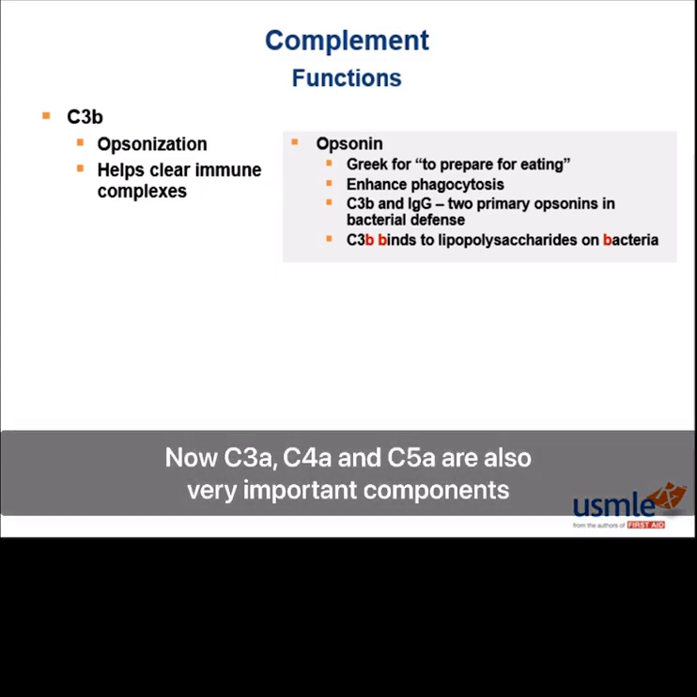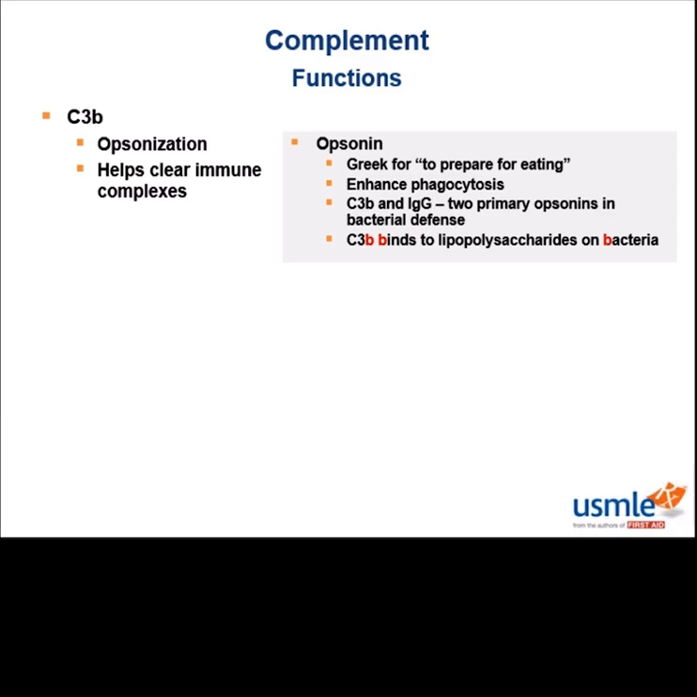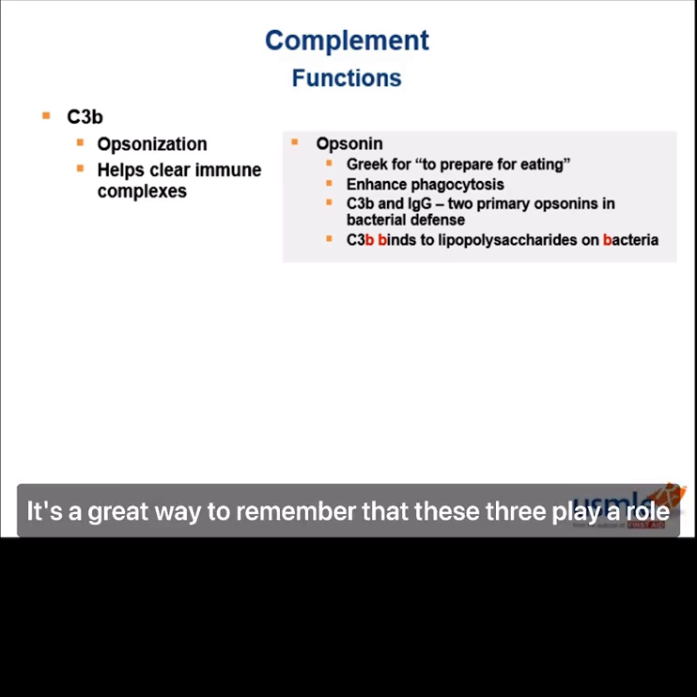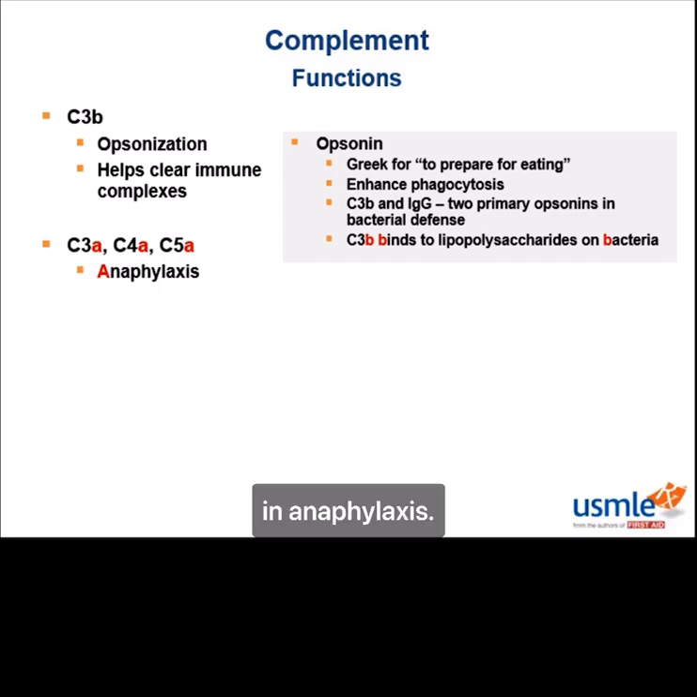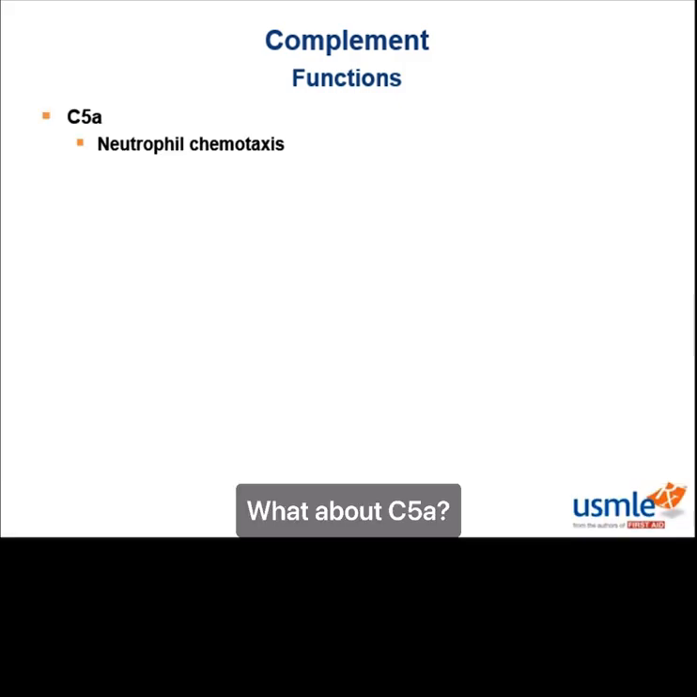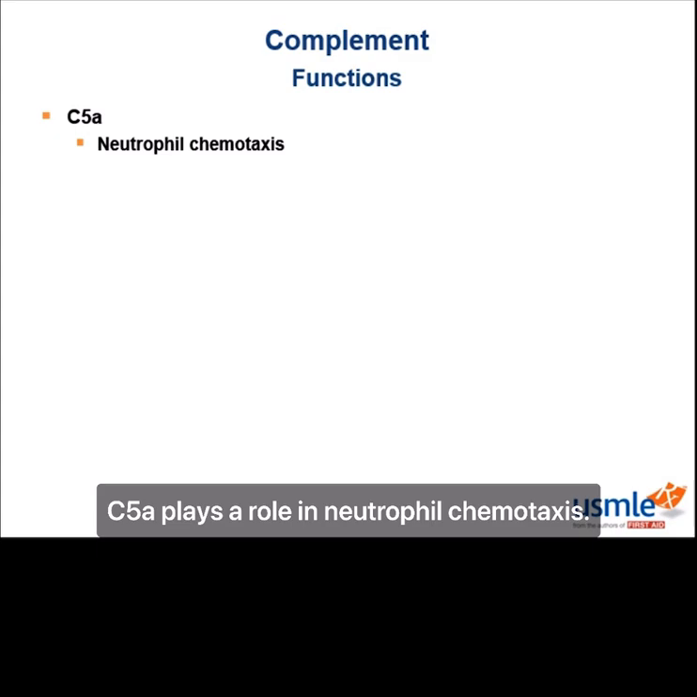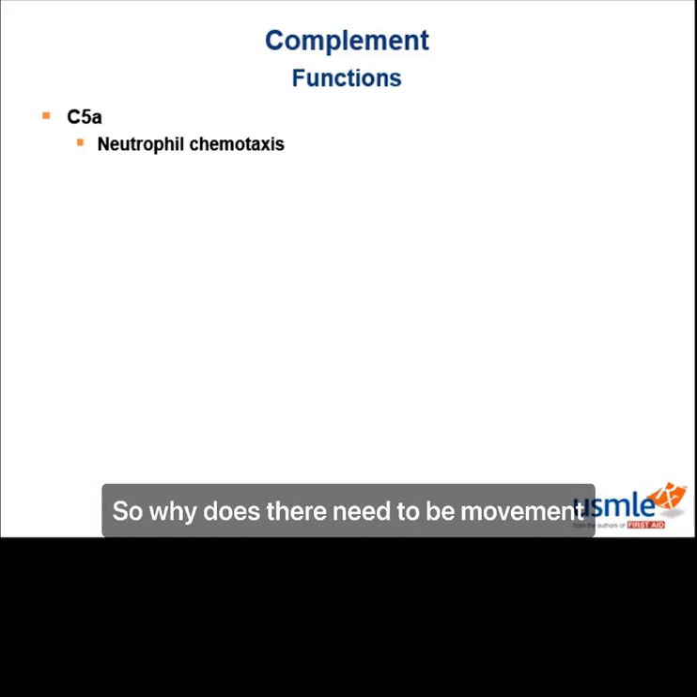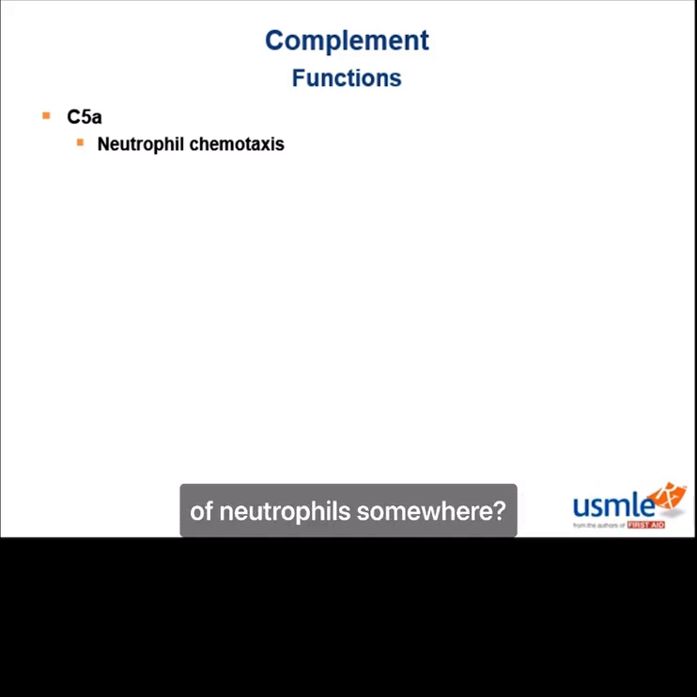Now, C3a, C4a, and C5a are also very important components of complement, and they all have A in it. It's a great way to remember that these three play a role in anaphylaxis. Now, let's talk about some more complement components. What about C5a? C5a plays a role in neutrophil chemotaxis. What does this mean? Chemo means chemical and taxis means to move.